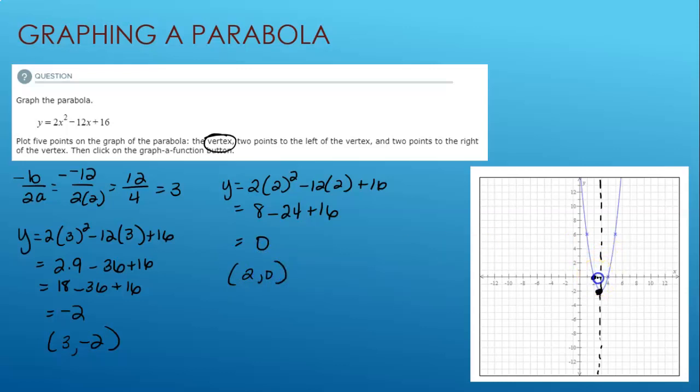And on the opposite side, 1 space away at 4 comma 0. One more point, I've already used where the axis of symmetry was x equals 3. 1 to the left was 2. Another 1 to the left will be 1.